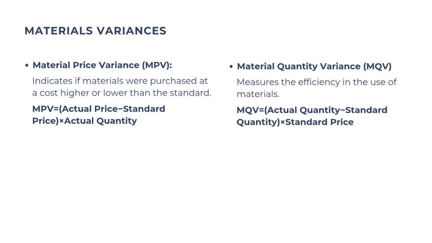Next, we have the material quantity variance, or MQV. This evaluates how efficiently the materials were used during production. The formula is MQV equals actual quantity minus standard quantity times standard price. A positive result here means more material was used than expected, an unfavorable variance. Less usage than standard indicates better efficiency. Together, these two variances help managers control purchasing and production processes, identify inefficiencies, and make strategic decisions to improve material usage and cost effectiveness.